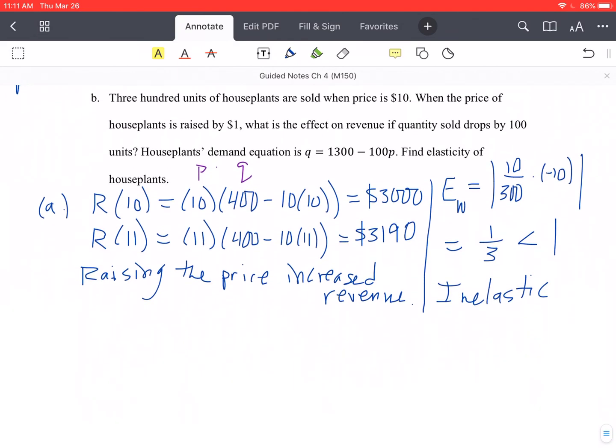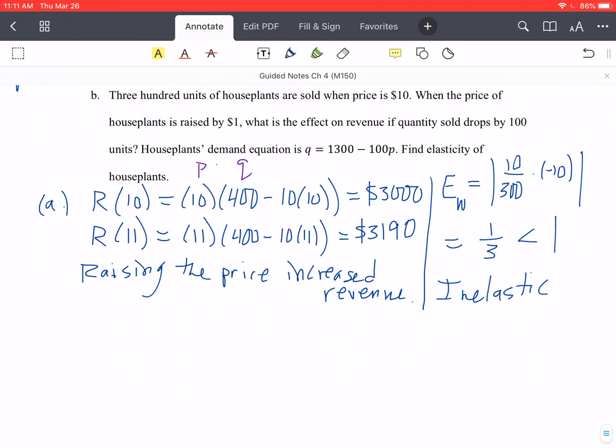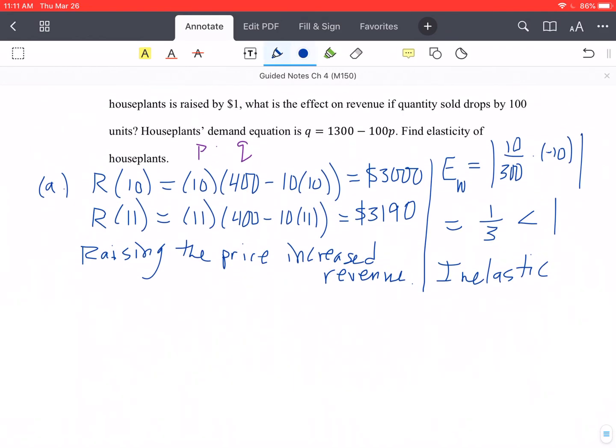Okay, so now let's look at part B. 300 units of houseplants are sold when price is $10. When the price of houseplants is raised by $1, what is the effect on revenue if quantity sold drops by 100 units? Houseplants demand equation is Q equals 1300 minus 100p. Find elasticity of houseplants. All right. So let's do this down here. So part B.